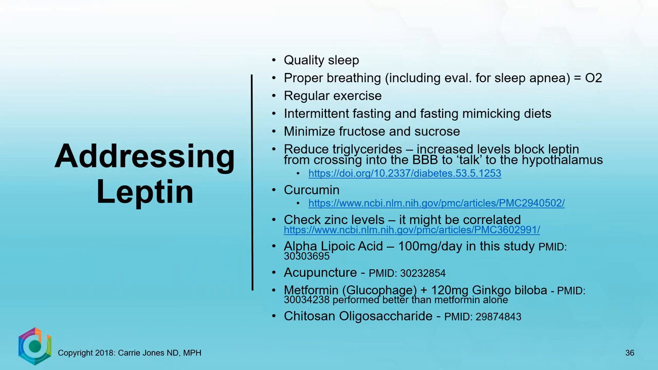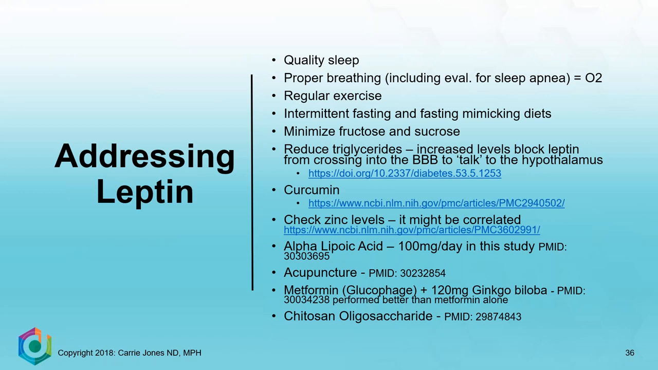But how do you address leptin? What do you do? It's a hormone out of your fat tissue crossing to your hypothalamus. Quality sleep, believe it or not, is super important. Proper breathing, so make sure you're addressing people who have sleep apnea. They report they're snoring at night, or their partners are telling them they're snoring. Oxygenation is important for this communication. Regular exercise, especially high intensity training and weightlifting. Intermittent fasting and the fasting mimicking diets have been shown to help lower leptin. High fructose, high sucrose diets have been shown to increase leptin, so definitely dietary counseling with your patients, lowering or avoiding or minimizing fructose and sucrose.